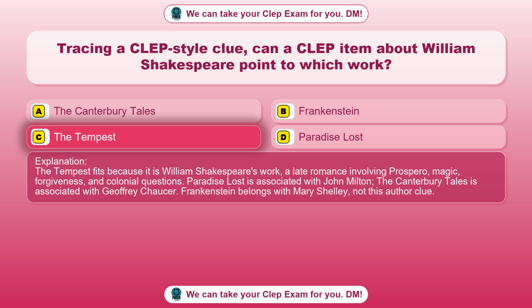The Tempest fits because it is William Shakespeare's work, a late romance involving Prospero, magic, forgiveness, and colonial questions. Paradise Lost is associated with John Milton. The Canterbury Tales is associated with Geoffrey Chaucer. Frankenstein belongs with Mary Shelley, not this author clue.